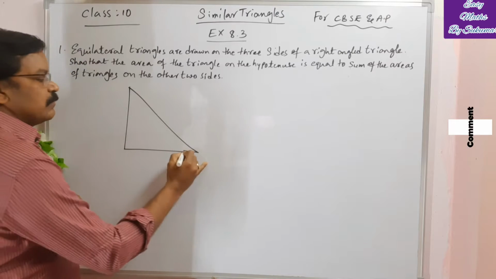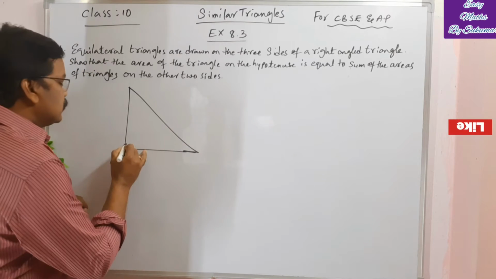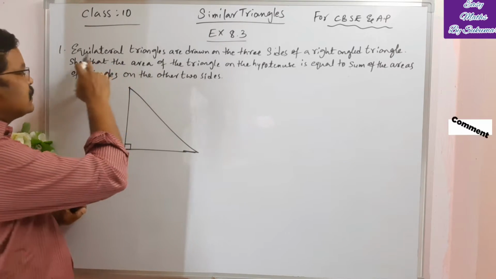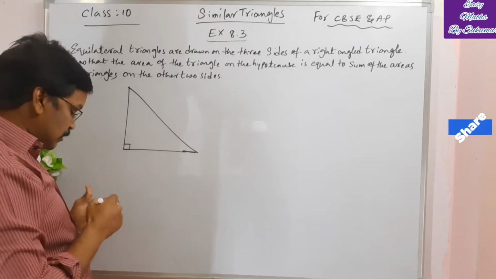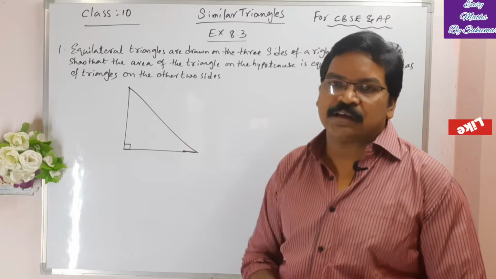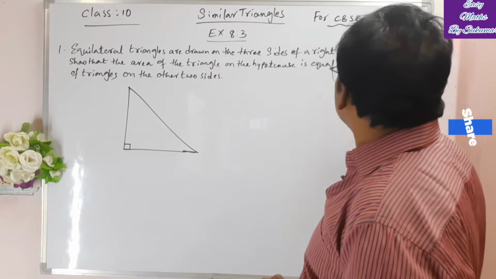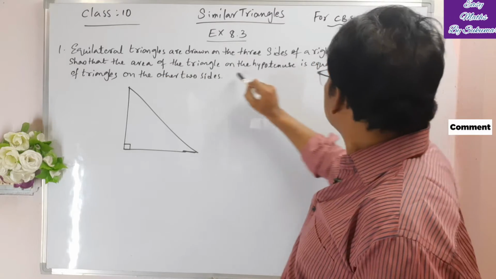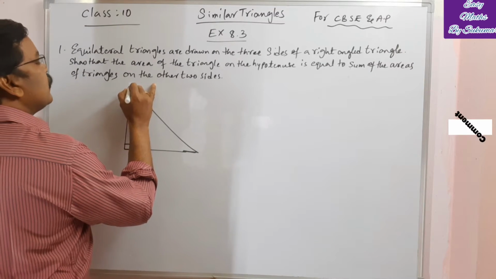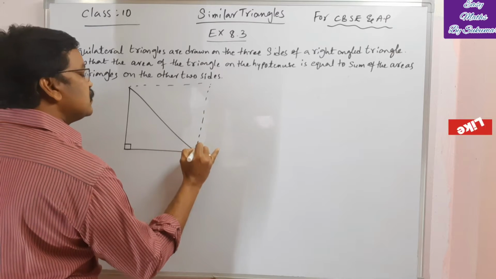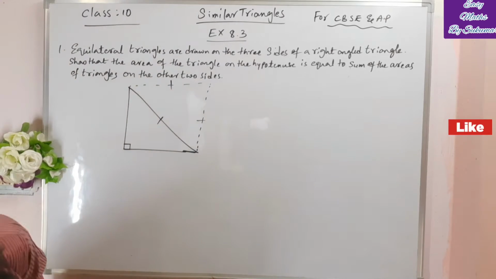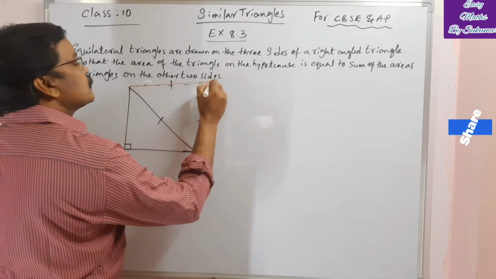Right angle triangle. It is given here. So this is 90 degrees and this side is called the hypotenuse. What is given here? Three equilateral triangles are drawn on the three sides of this right angle triangle. One equilateral triangle is drawn on the hypotenuse. My dear students, just imagine this is an equilateral triangle drawn on this hypotenuse.